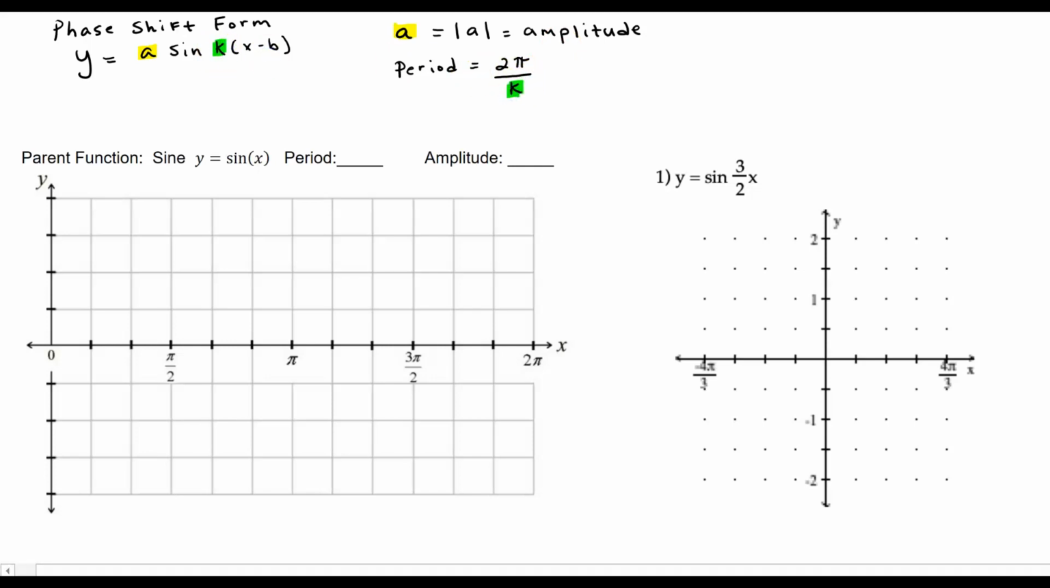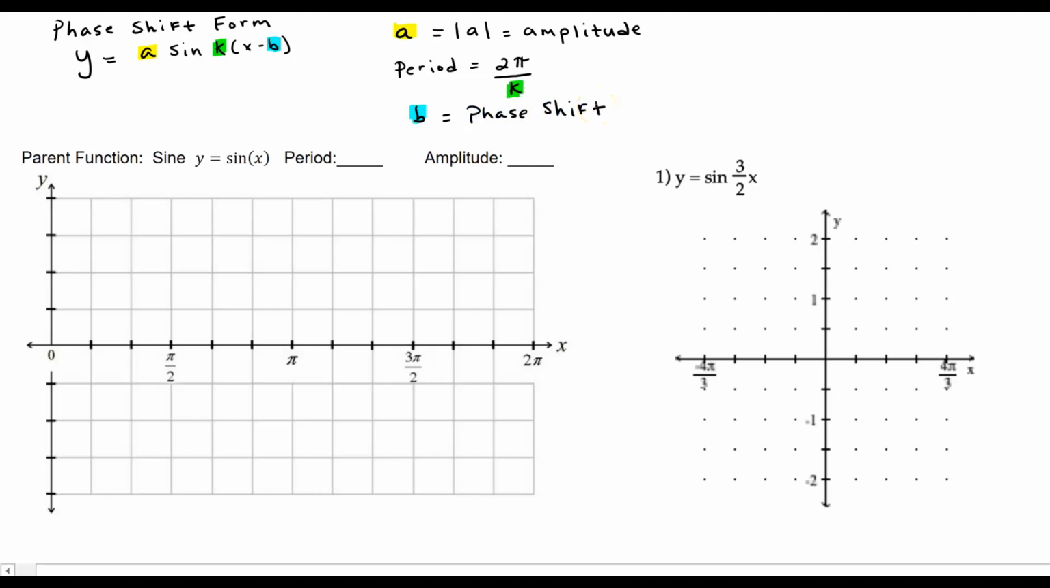Okay? B is what we call the phase shift. So the phase shift here, B, tells us which direction we will move the graph, whether left or right, and it's always going to be opposite of the sign. So again, once again, this is the phase shift.